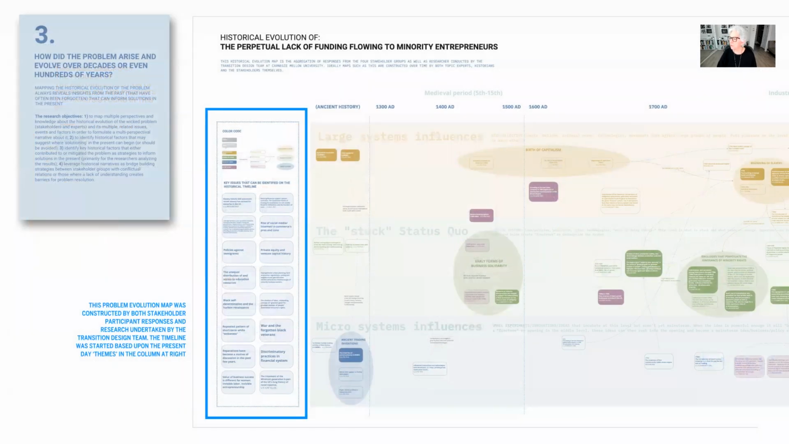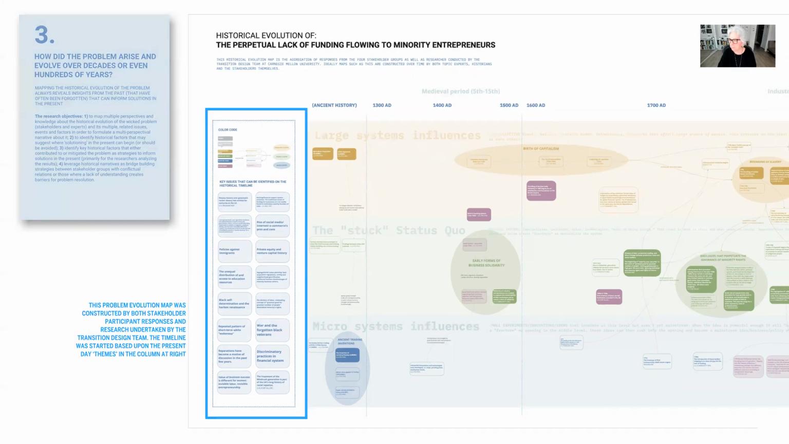This map takes the form of a historical timeline that begins in 1300 AD and concludes in the present. Both our research team and the 4 stakeholder groups mapped issues and events that led to the problem of a lack of funding for minority entrepreneurs over the course of multiple decades. To begin, key issues from the problem map in step 1 became the departure point for research and mapping.